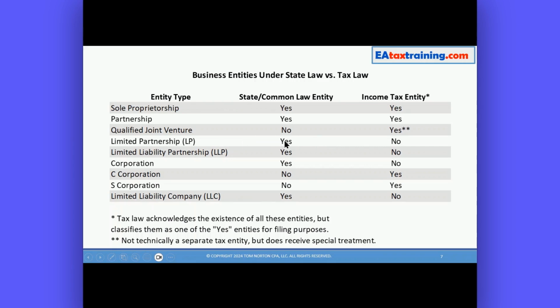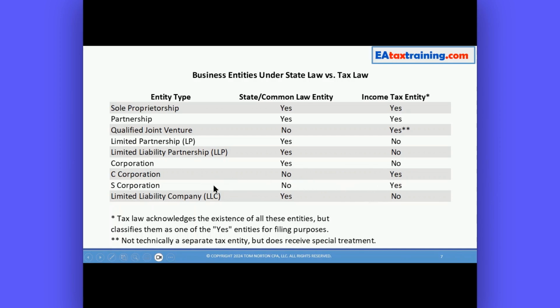Next, you have a limited partnership and a limited liability partnership. Those are both state law entities, but they're not income tax entities. So we will talk about those. But for income tax purposes, those would just be classified as a partnership. So they are not specifically a limited partnership or a limited liability partnership for tax purposes. Then we have a corporation, which is, of course, a state law entity, but there is no just plain old corporation income tax entity. For tax purposes, every corporation is either a C corporation or an S corporation.